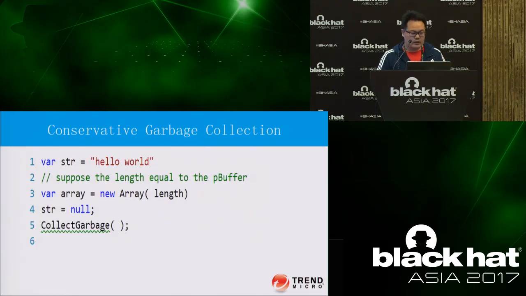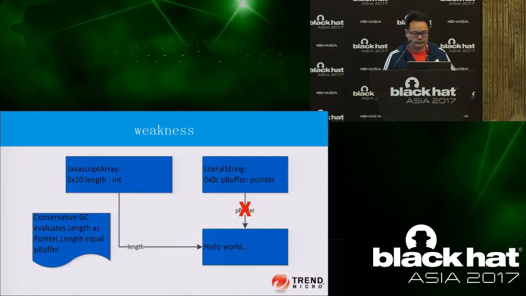Okay, I will introduce the conservative garbage collector weakness. This is an easy JS code segment. In the first line I defined a string. In the third line I created an array. In the fourth line I assigned null to the string. In the fifth line I call collect garbage to do the GC. Okay, let's look at the objects in the memory layout.